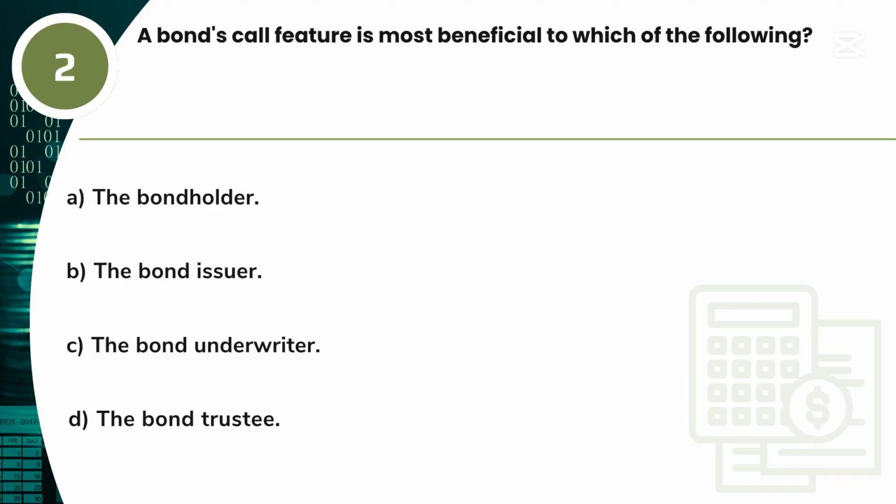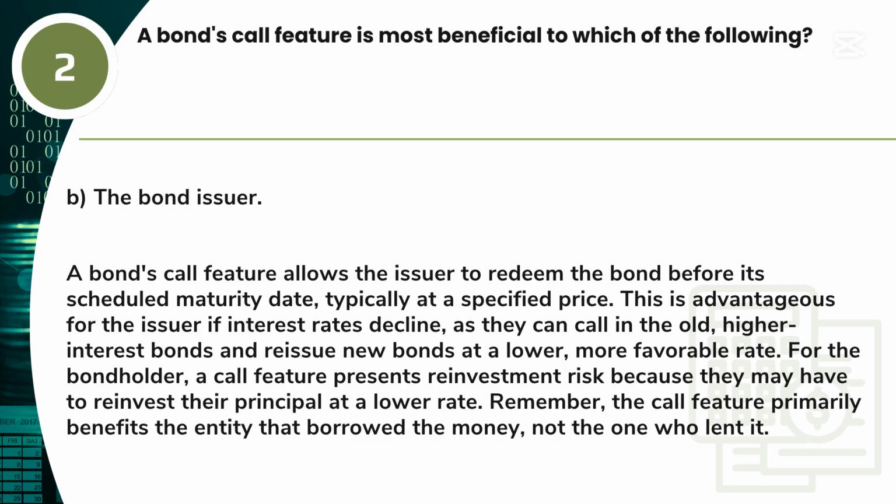Question 2. A bond's call feature is most beneficial to which of the following? A. The bondholder. B. The bond issuer. C. The bond underwriter. D. The bond trustee. Answer: B. The bond issuer.